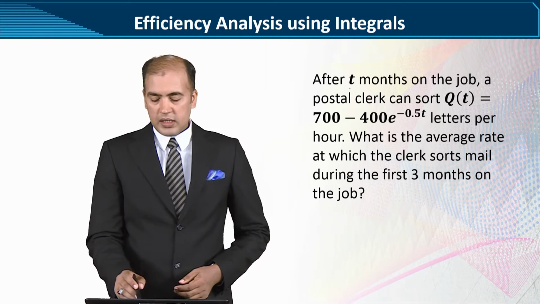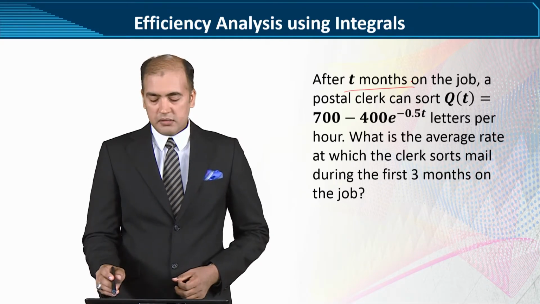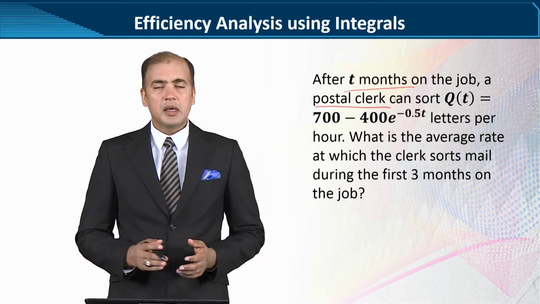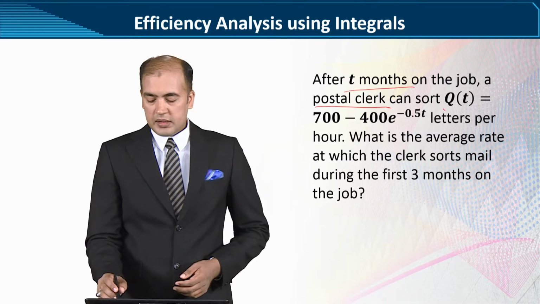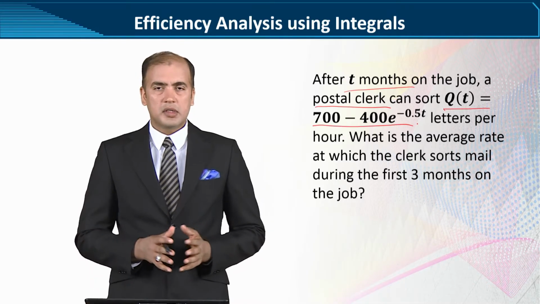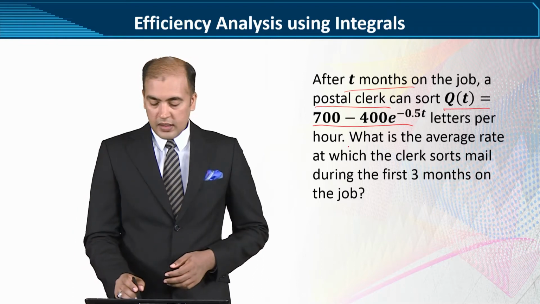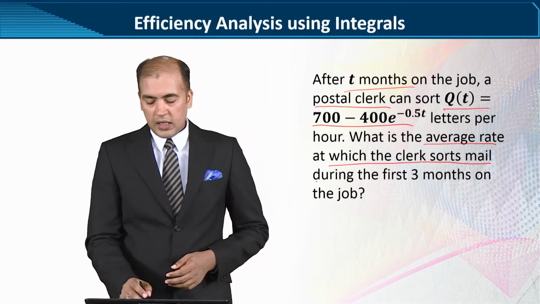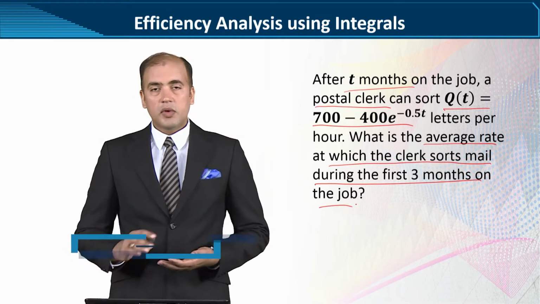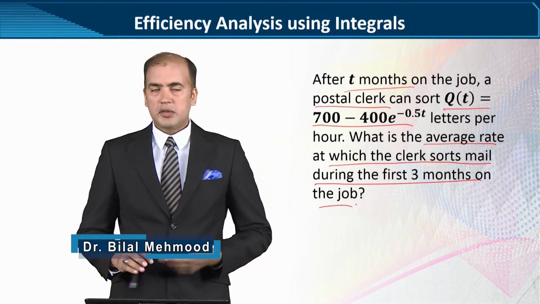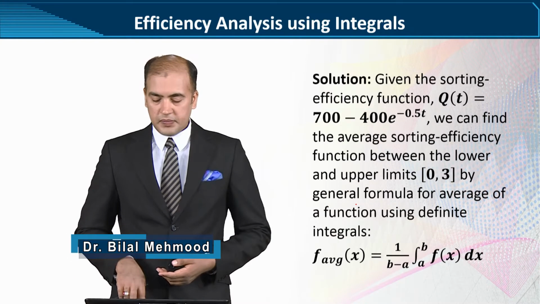We are assuming that time is measured in months, which is represented by T, and there is a job of postal clerk who is sorting the mail, and that function represents how many letters he sorts during 1 hour. What is the average rate at which the clerk sorts mail during the first 3 months? So we want to assess his efficiency for the first 3 months. So let's use integration to help us.